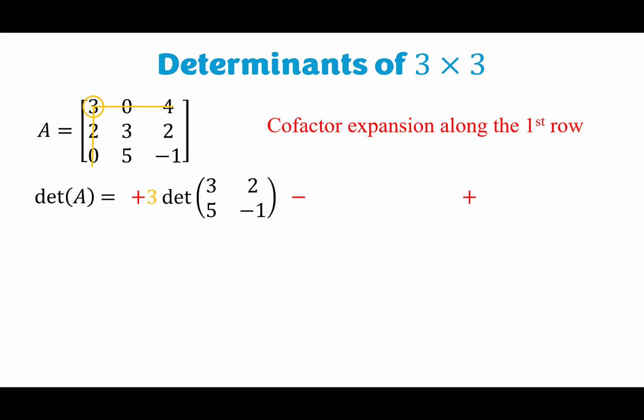And what I'm going to do is do 3 times the determinant of the remaining numbers that aren't crossed off. So 3, 2, 5, negative 1. All right, so that's the first part of our cofactor expansion.